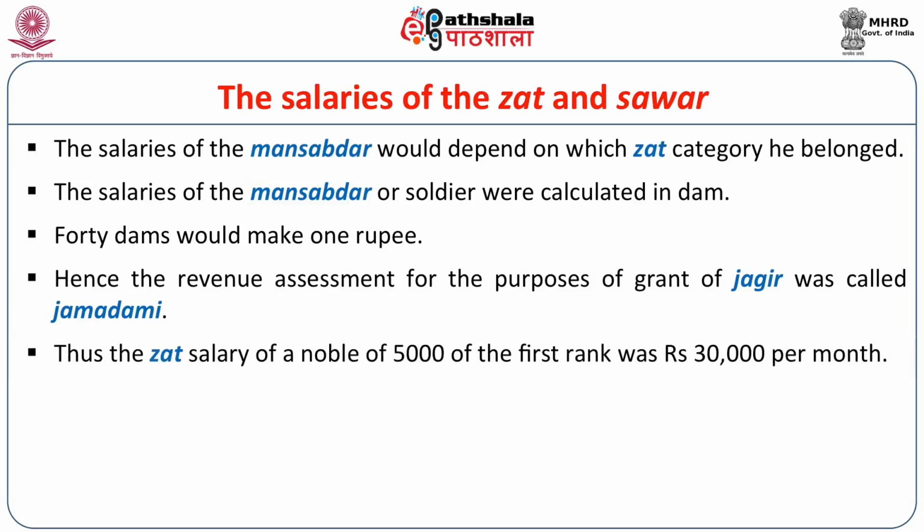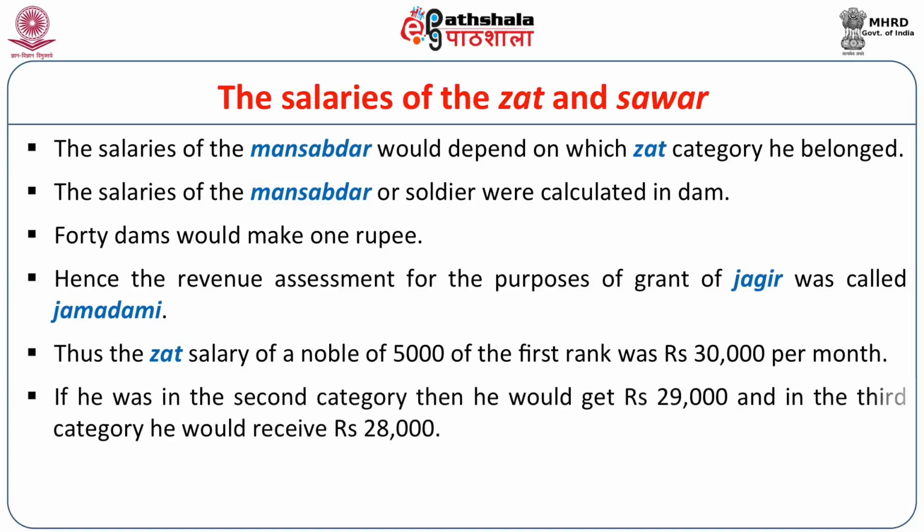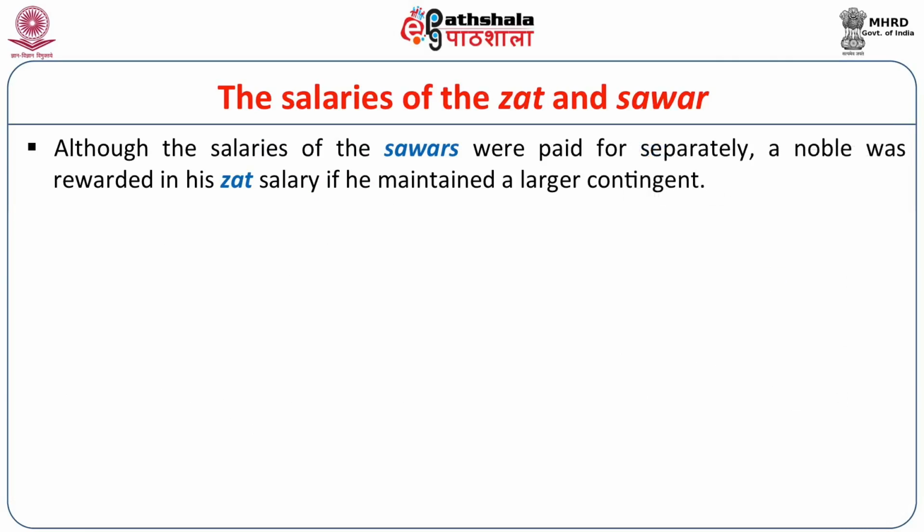Thus, the Zat salary of a nobleman of 5,000 of the first rank was about 30,000 a month. If he was in the second category, he would get around 29,000, and in the third category, he would receive something like 28,000, which supposedly in the contemporary concept was pretty high. The salaries of the Sawars, of course, was paid for separately. A noble was rewarded in his Zat salary if he maintained a larger contingent.